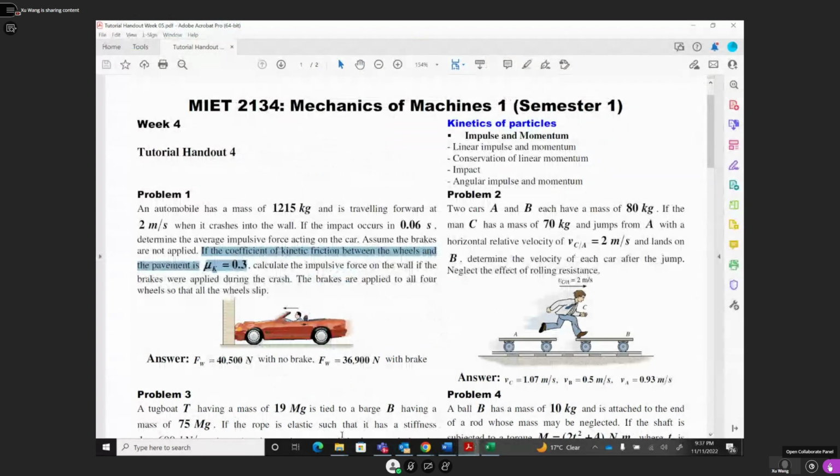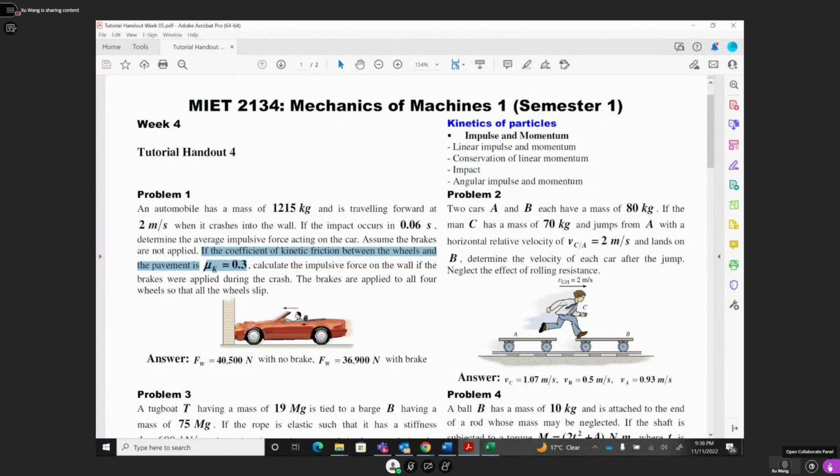So question 2 is two cars, car A and car B. Okay, and car A and car B both have mass 80 kilograms. If the man C has a mass of 70 kilograms and jumps from A with the horizontal relative speed V_C/A equal to 2 meters per second. From here, he jumps over with a relative speed of 2 meters per second.